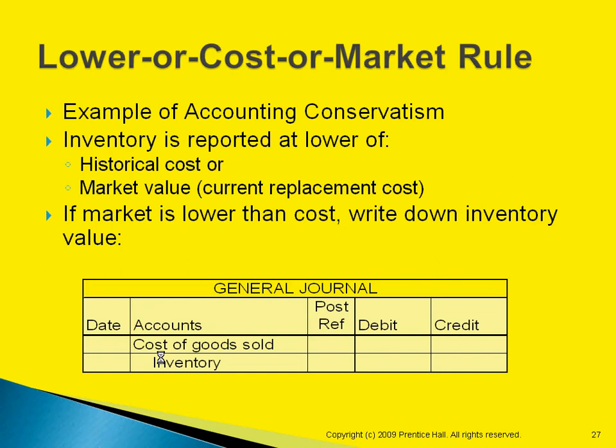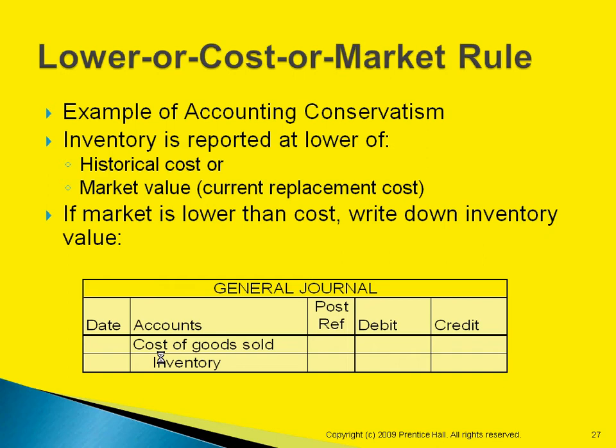So under lower of cost or market rule, at the end of the financial period, the accountant sits down, looks at the historical cost, which will be the amount on the balance sheet for inventory, compares it to what the replacement cost would be at that date, 12/31, usually the end of the financial period. If market is lower, we write it down by debiting the cost of goods sold and crediting inventory to get the inventory account balance to the current replacement cost. Do we ever write inventory above? No. We only apply the lower of cost or market rule.